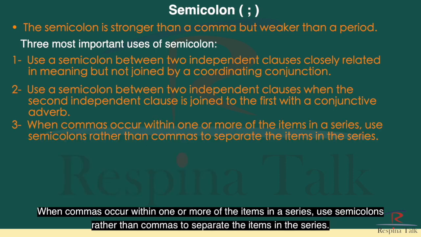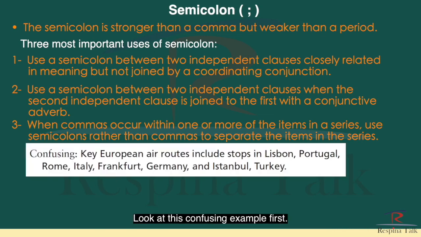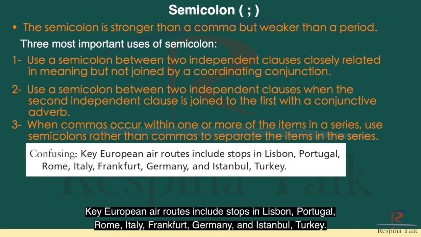Three: when commas occur within one or more of the items in a series, use semicolons rather than commas to separate the items in the series. Look at this confusing example first. "Key European air routes include stops in Lisbon, Portugal, Rome, Italy, Frankfurt, Germany, and Istanbul, Turkey."